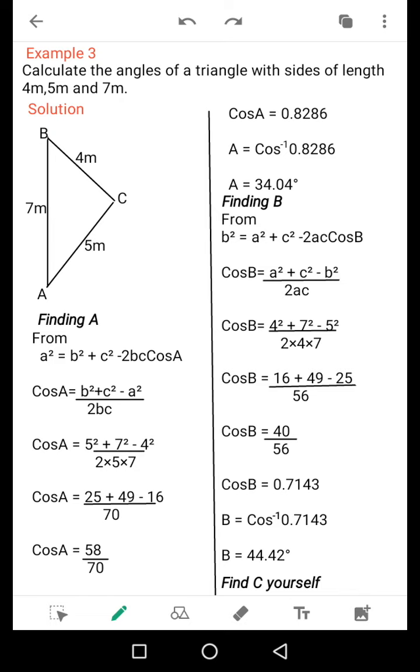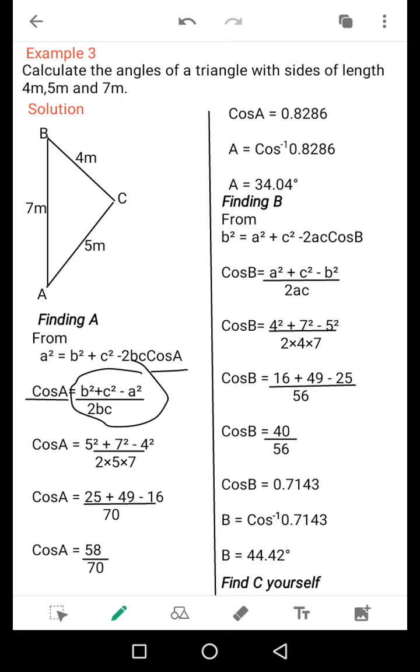So here now, finding angle A. We know the fact that distance A square equals B square plus C square minus 2BC cos A. Since we are interested in angle A, we can use cos A. We can make cos A the subject of the formula. Trying to make cos A the subject of the formula, we have cos A to be B square plus C square minus A square, all divided by 2BC.